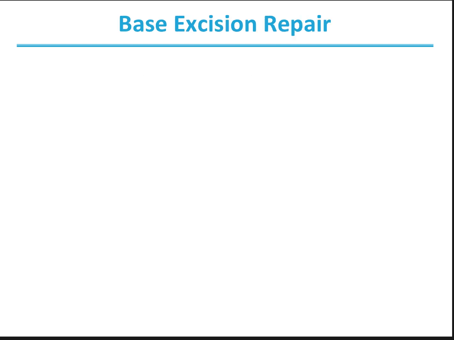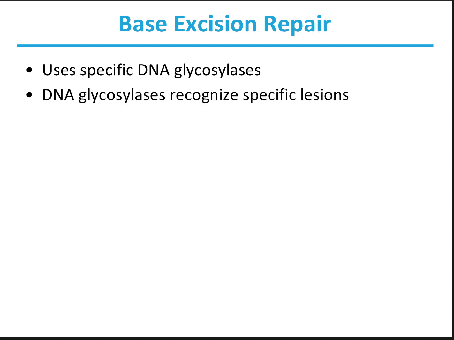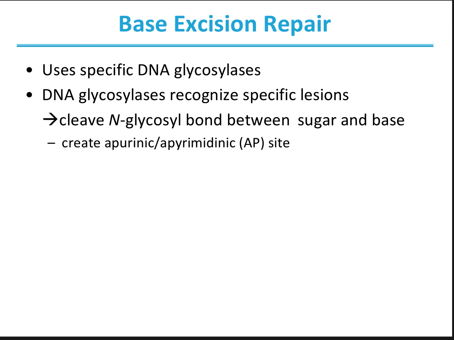So another form of DNA repair is base excision repair, and this process uses a specific family of proteins called DNA glycosylases. Each DNA glycosylase recognizes specific lesions. So these enzymes then cleave the N-glycosyl bond that links the sugar to the base, and this results in an apurinic or apyrimidinic site, AP site.